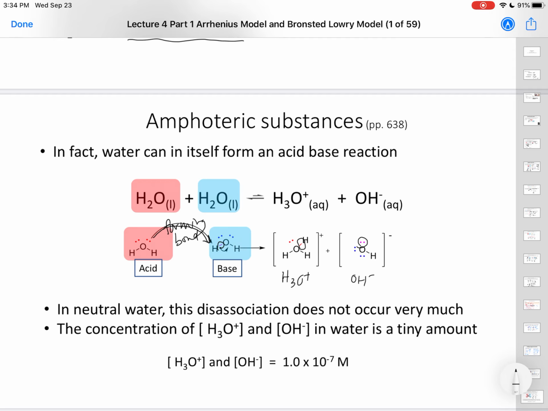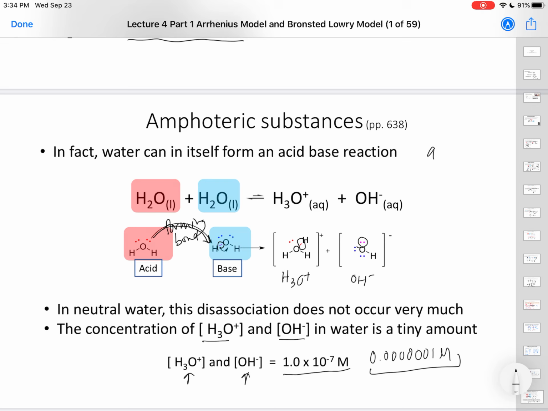So water is actually reacting with itself. One water molecule acts as an acid, the other acts as a base, okay? And therefore you form H3O plus and OH minus. Now, this reaction doesn't happen a lot in pure water. This dissociation doesn't occur very much. Later on in the chapter, we're going to talk about this a little bit more. In pure water, the concentration of H3O plus and OH minus is 1 times 10 to the minus 7. So that's really 0.0000001 molar. Okay, so there's very little of these two ions in solution in pure water.